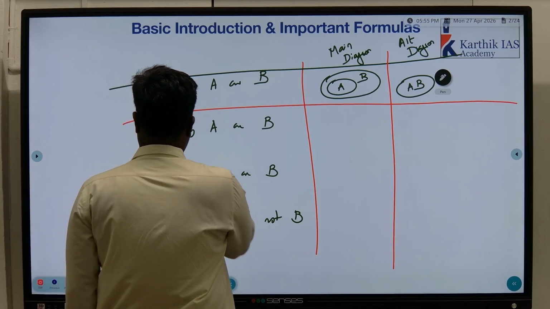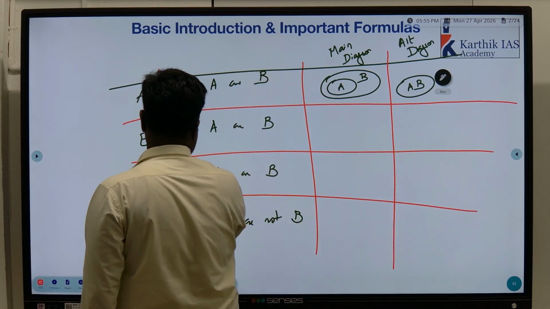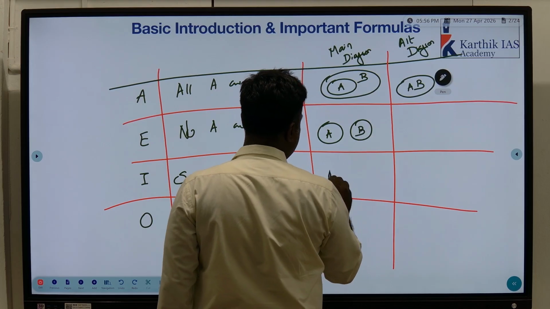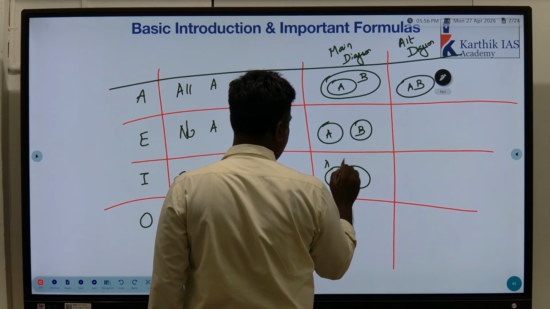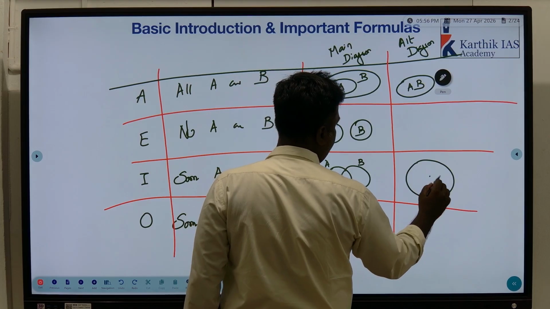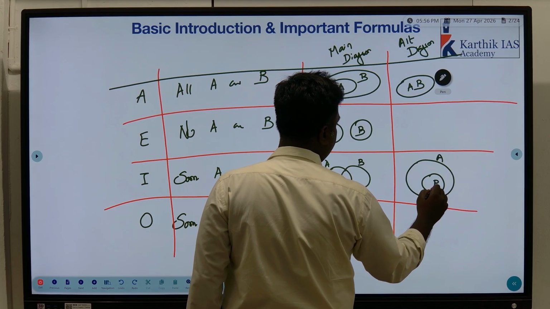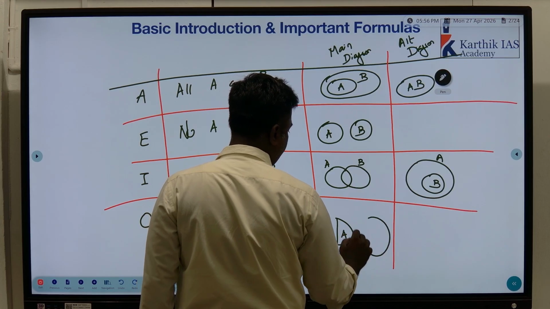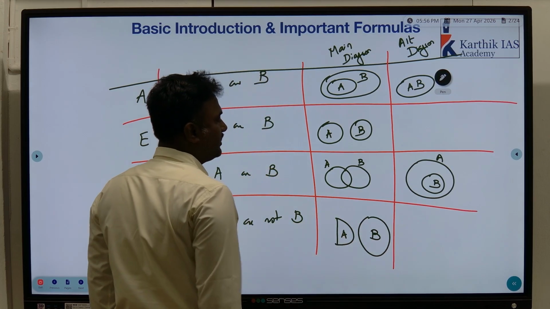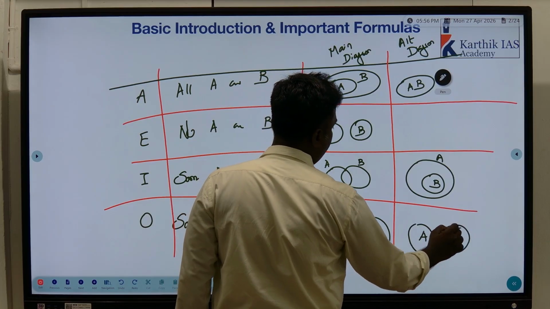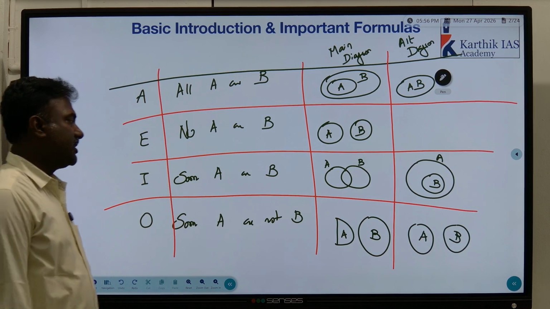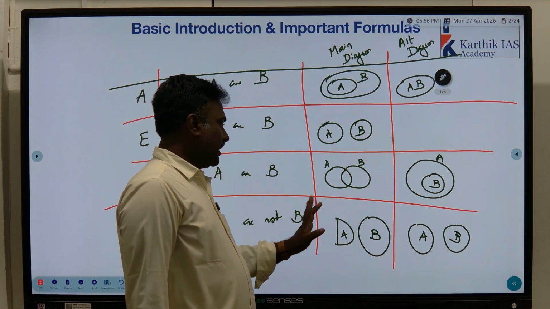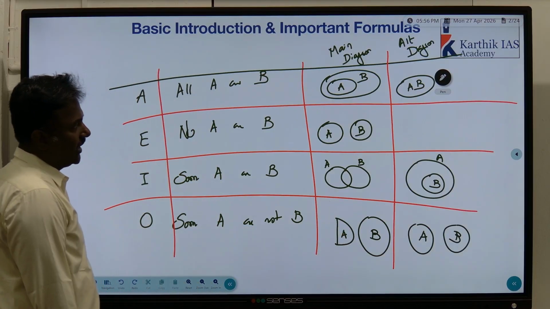No A's are B's. No A's are B's means this is the diagram. Some A's are B's. This is the diagram. Some A's are not B's. Understand? You can draw it like this, or you can draw it like this also. But the point is, some A's are not B's. We don't know clearly about A, but we know surely about B. Understand? This is the diagram approach.